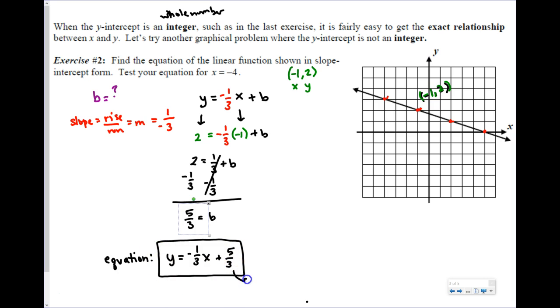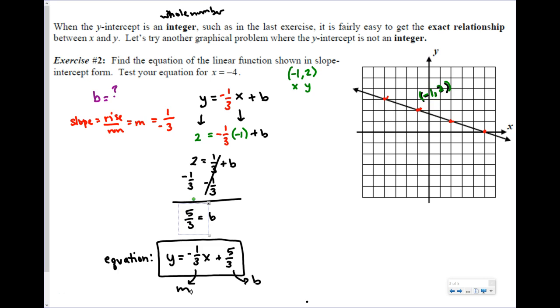Okay, the 5/3 was my b, and the -1/3 was my m. So there's a little bit of additional math here we had to do. We had to plug in the x and y, solve, find b algebraically because we couldn't find it visually, and then rewrite the equation in y equals mx plus b form. It's a pretty tricky skill, but it's something that we've really got to be good at for the Regents.